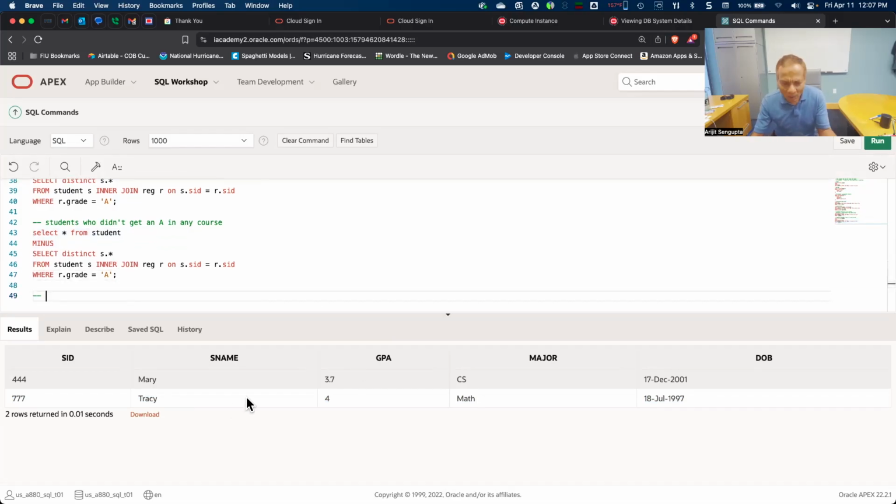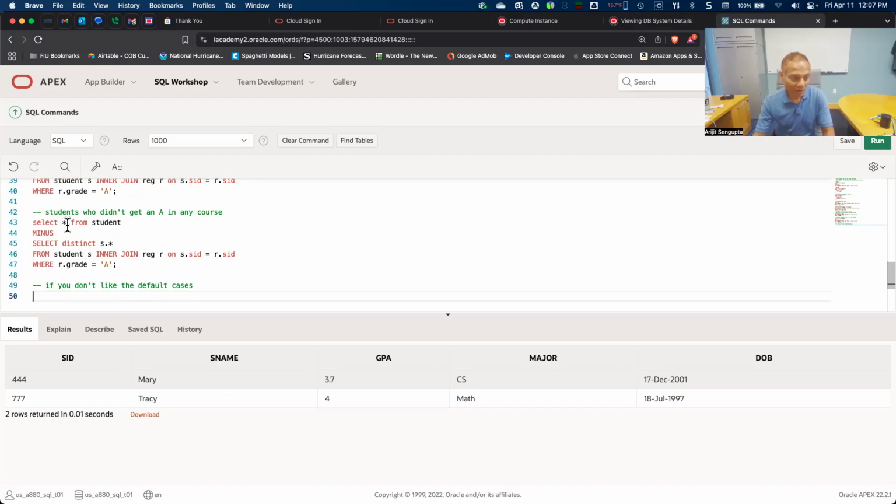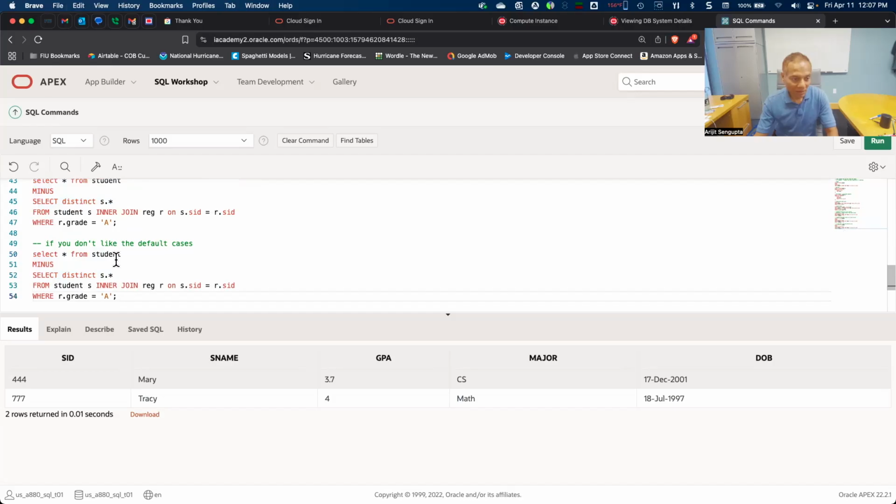Now, if you do not want Tracy, basically all you have to do is find students who registered for something and then take out the students who never got an A. So let's just say if you don't like the default cases, just do another join in here. So I will say, and just say student s inner join reg r on.